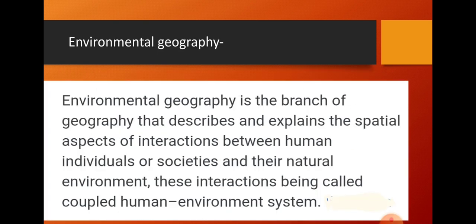Now the third one is environmental geography. Environmental geography is a very well-known subject to all of us. It is a branch of geography which explains the interaction between human beings and their societies with their natural environment. Sometimes it is called the human-environment system. Side by side, it also discusses different environmental problems such as pollution and concern about conservation. It is one of the newer branches of geography, we can say.